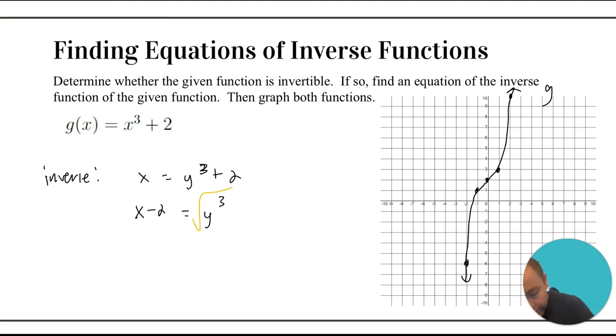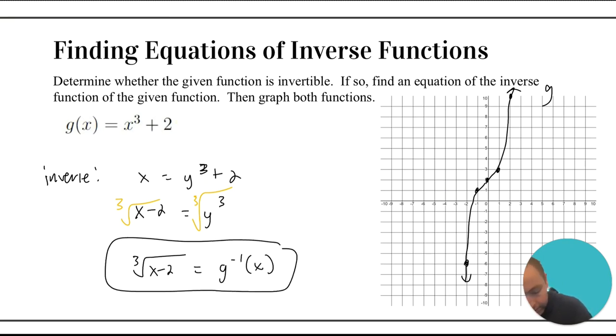And then you can just do a cube root to both sides to get rid of that exponent of 3. So then the cube root of the quantity x minus 2 is going to equal g inverse of x. Okay. And so if we were to graph this equation here, this would be like graphing the cube root function. But then because you're subtracting 2 from x inside, it should shift the graph to the right 2 units.